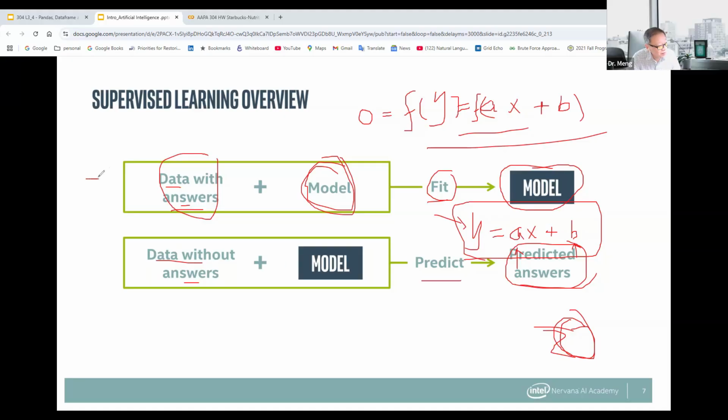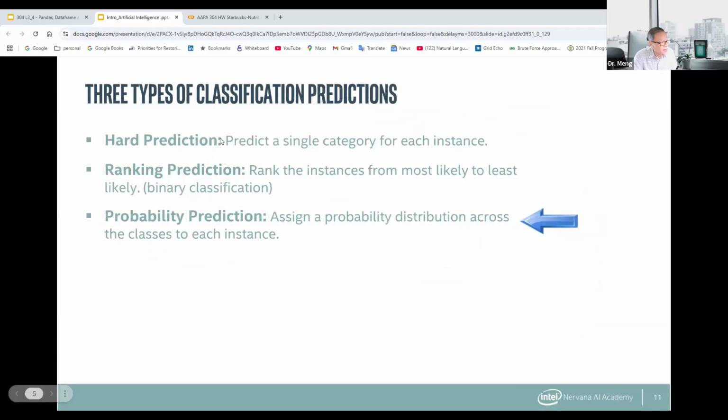So first is training. Second is to use it, or predict. So there are some predictions. I think the result could be like 3 types. Number one, a hard prediction, saying this is a cat or dog. And there is another choice, a rank prediction, giving a ranking. Most likely this is a cat. Second most likely this is a dog. Third most likely something else.